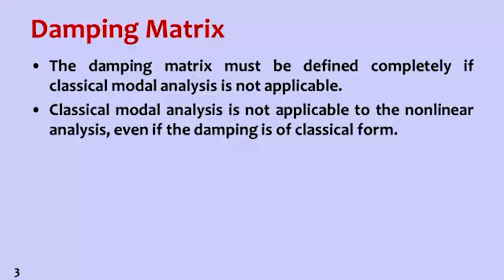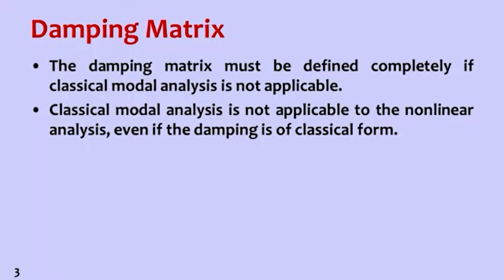Now this damping matrix, how do we define it? Damping matrix must be defined completely if classical modal analysis is not applicable. That means we cannot fix this damping value, so the damping value varies. Classical modal analysis is not applicable to non-linear analysis even if damping is in classical form. So in these two cases, when non-classical damping is there, we have to define the damping matrix, and when it is non-linear analysis, even if damping is classical, we have to define that.